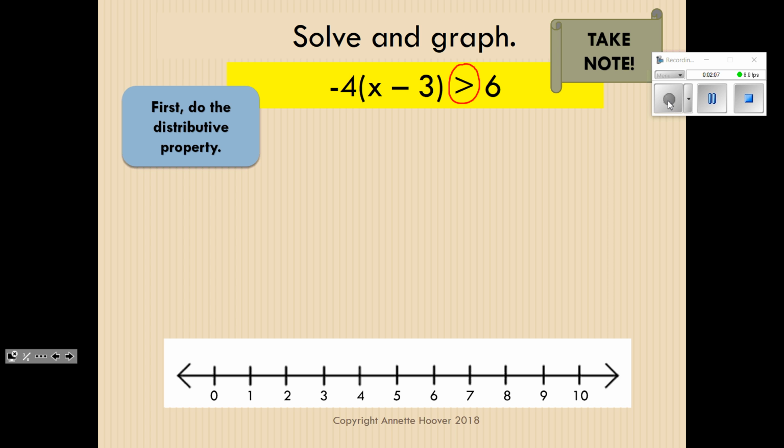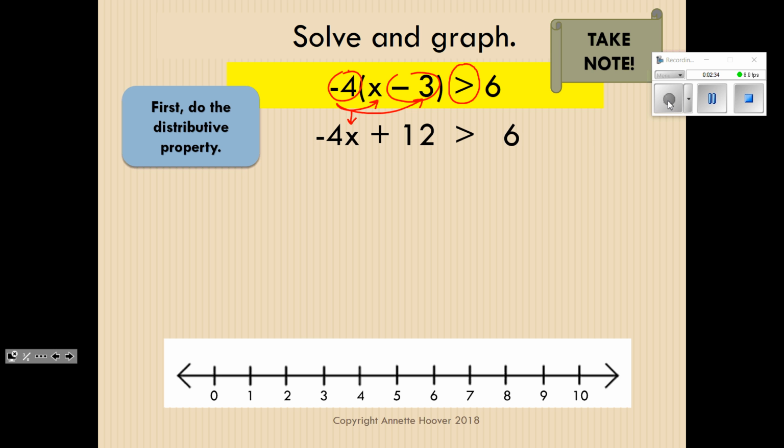Here's where we're going to do negative 4 times x, and then negative 4 times a negative 3. Negative 4 times x is negative 4x. Negative 4 times negative 3 is a positive. 2 negatives make a positive 12. Greater than 6. Find the variable. We want to get it by itself. We move what is not attached to it first, so we have the plus 12.